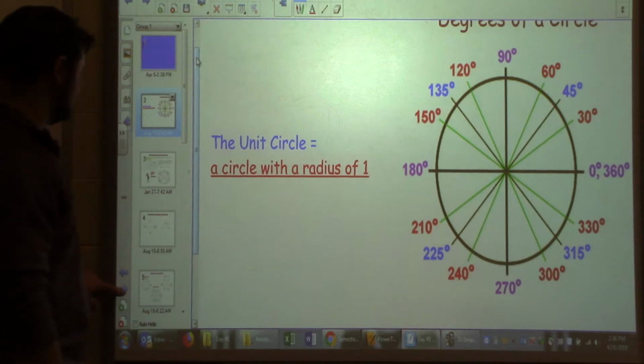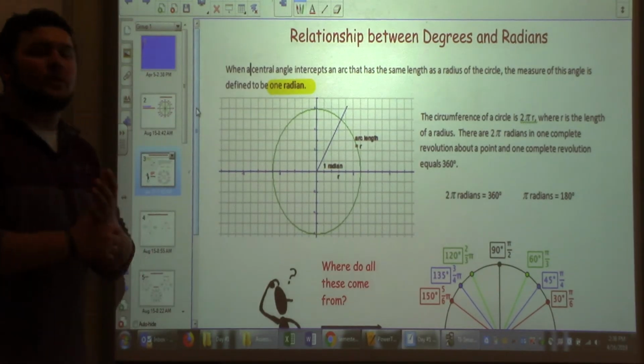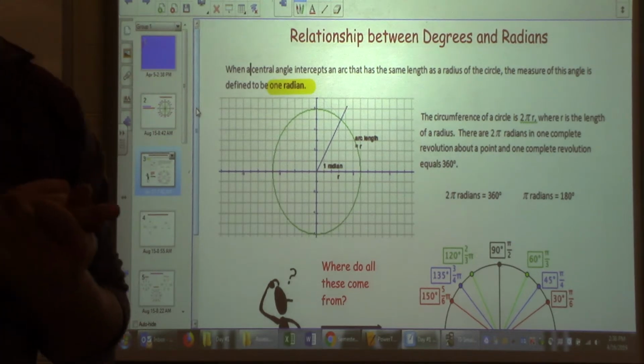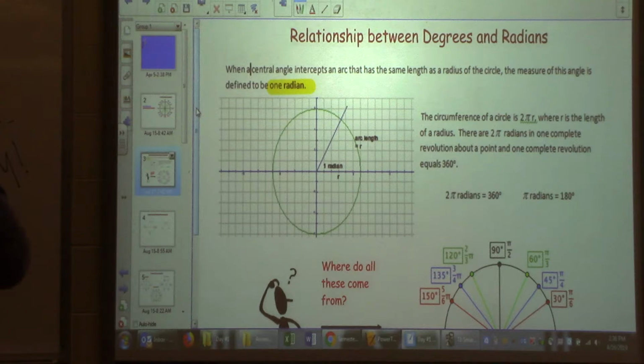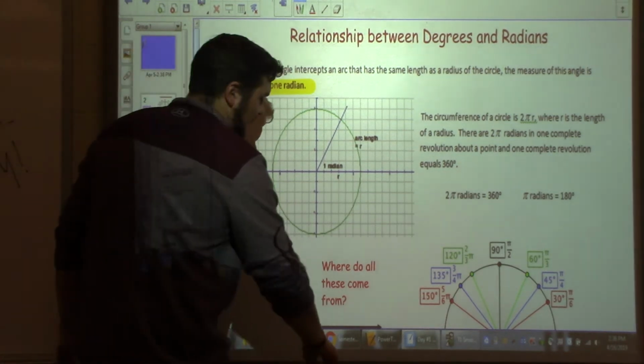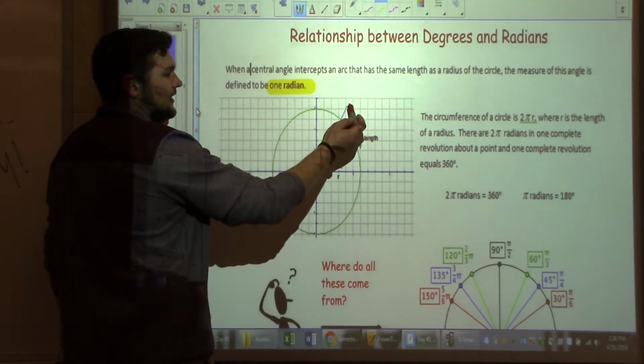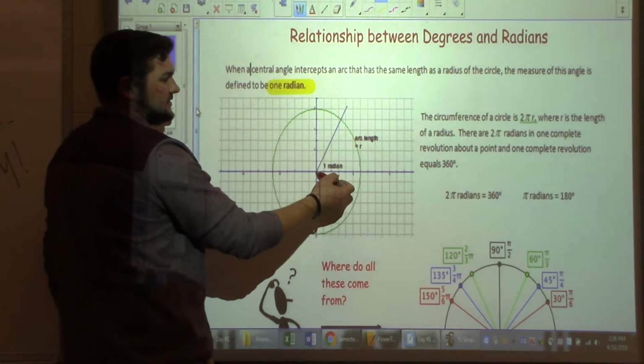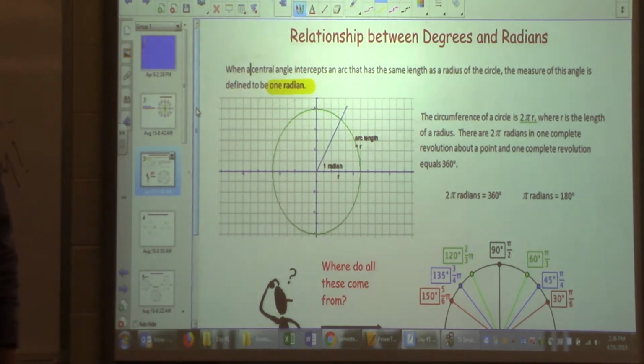Good start. Alright, so when we talked about last week, we said we had to be in degree mode, right? Well, there's also these things called radians. Radians is when a central angle intercepts an arc that is the same length as the radius of the circle. The measure of that angle is determined to be 1 radian. So when we have an arc that is intercepted here, this arc length is the same as the radius. So if an arc length is the same as the radius, it is determined to have an angle of 1 radian.